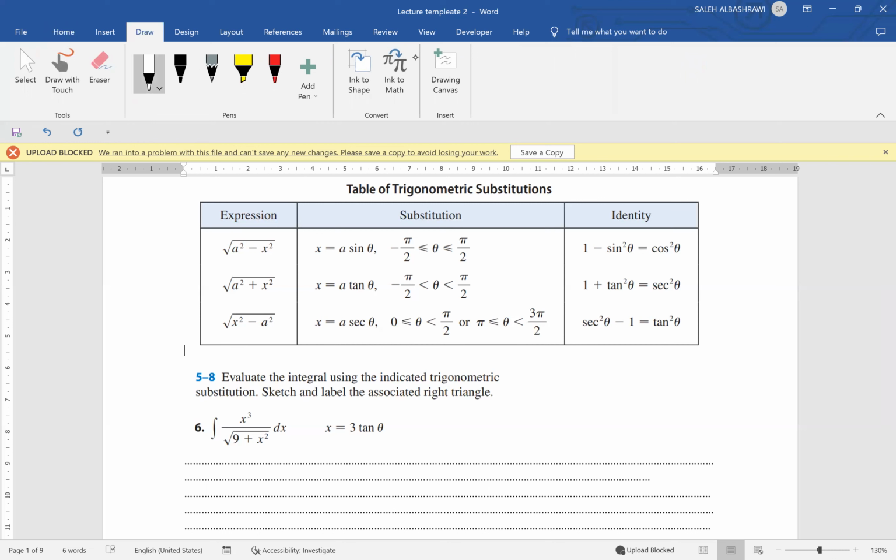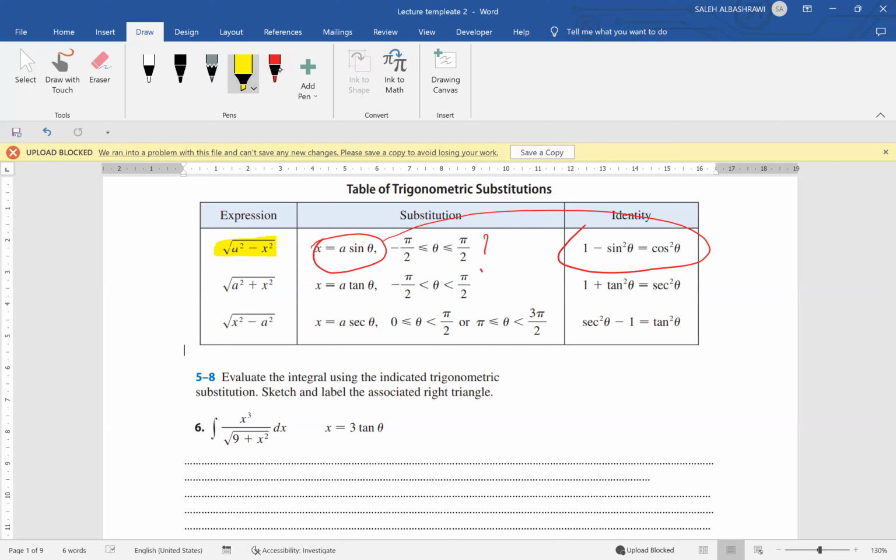If we have the square root of a squared minus x squared, then the substitution will be x equals a sine theta, where theta is between minus pi over 2 and pi over 2. Why is this? Because when we get the final answer, in some cases we need to use the inverse trigonometric function, and for the inverse sine, the domain is between minus pi over 2 and pi over 2. This substitution is related to the identity 1 minus sine squared equals cosine squared, which will be used in the square root.